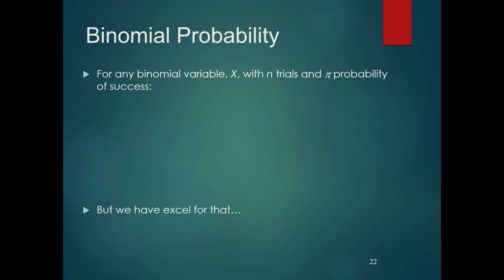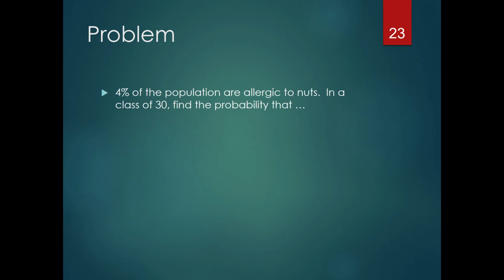Okay, so for any binomial variable x with that n number of trials and pi is the probability of success, here's the equation that we have Excel for. I like to show the equation sometimes because it's so nice to see that Excel is doing this for us. And I used to teach this when we had to do it manually. Okay, so let's look at a problem so we can dive a little deeper into this.